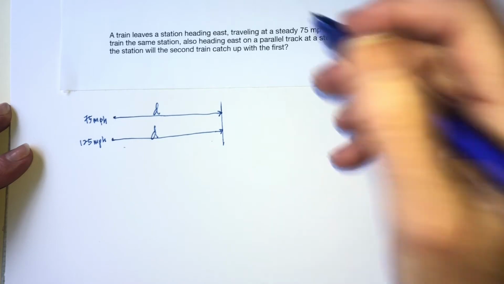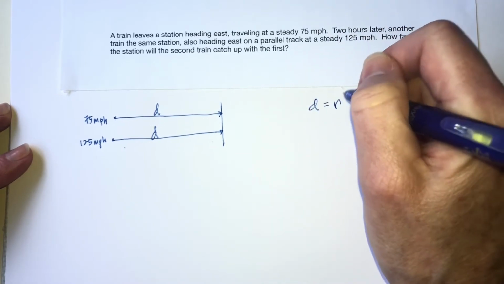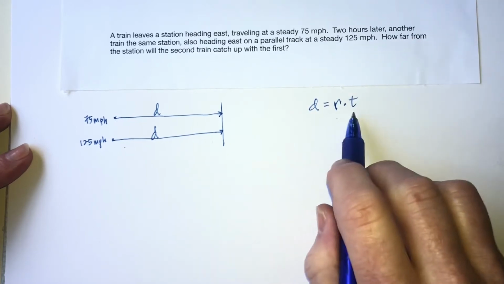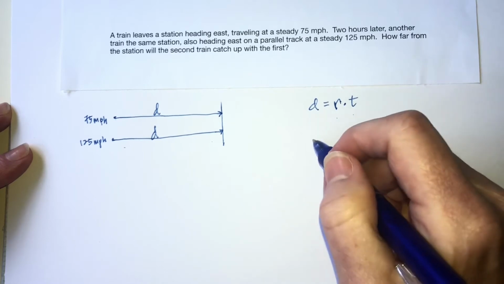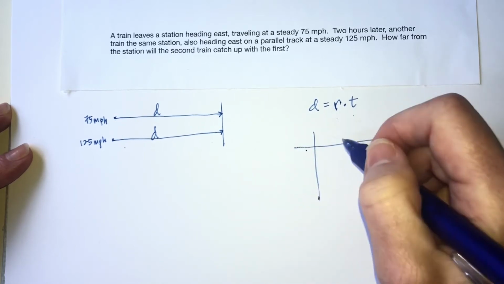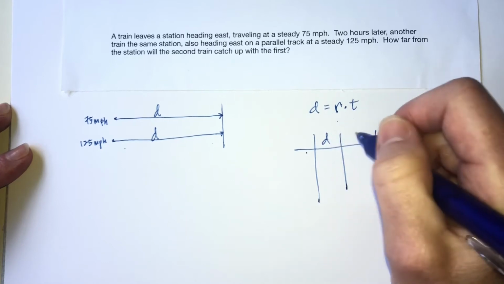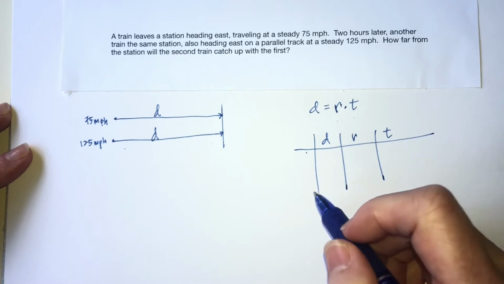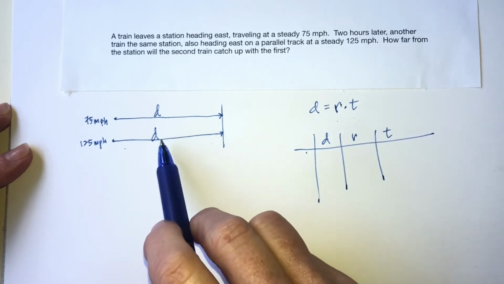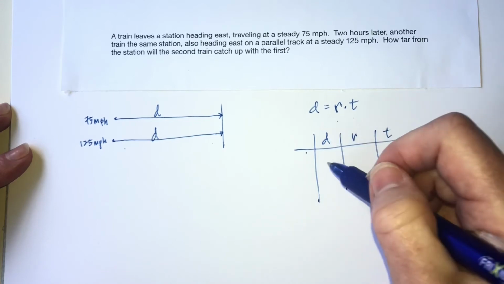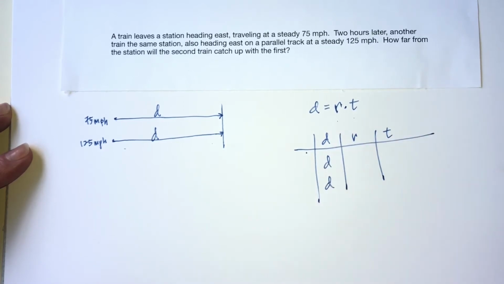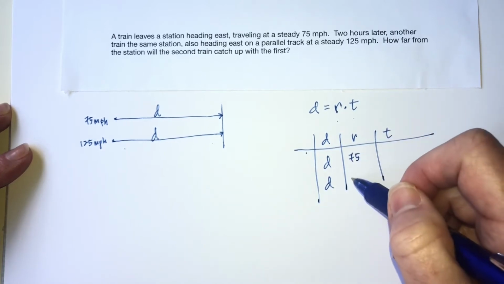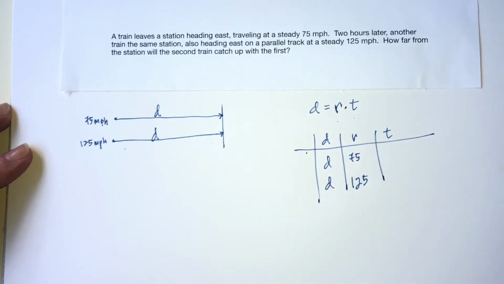Now, another thing we can use to solve these problems is a formula that you'll probably see a lot of in your math life. Distance equals rate times time. And we have enough information to start putting some of this in a chart. So I'm going to label my column headings distance, rate, and time. I don't know what that distance is, as we said. That's what we're trying to find out, but it's the same in both cases. So I'll just put D down for both trains. And then I know one train is going 75 miles per hour, the other is going 125 miles per hour.